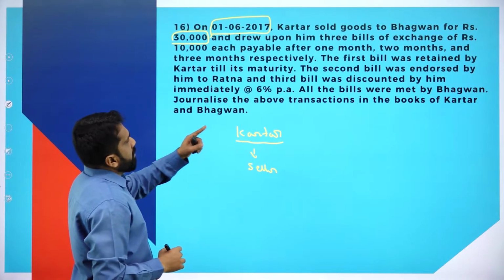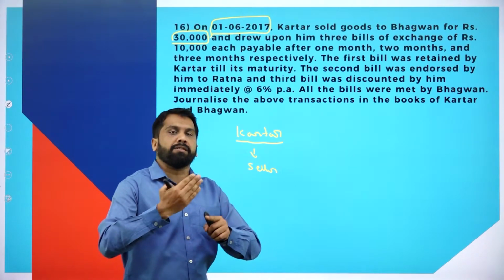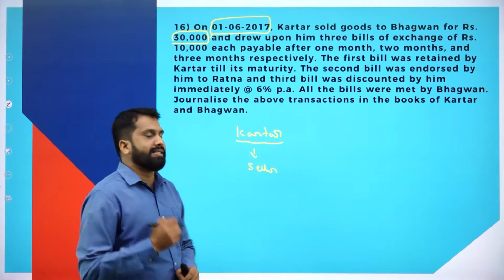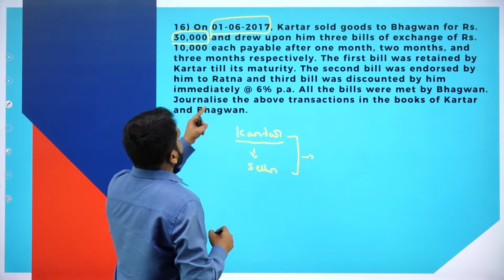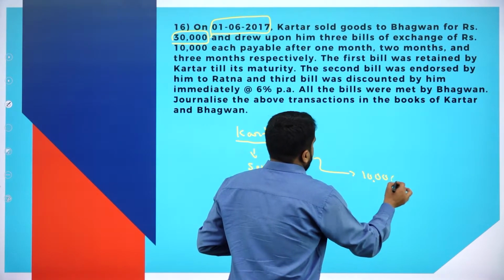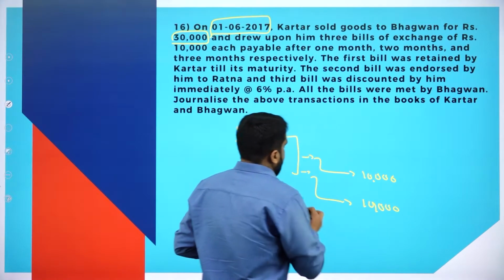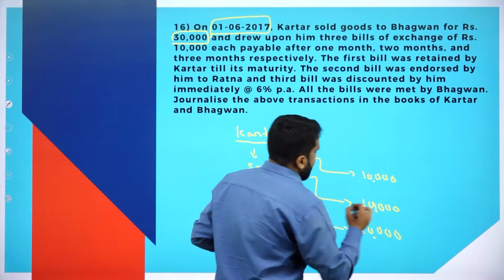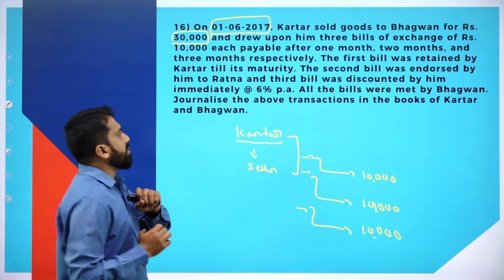Now 3 bills of exchange. See, here we have 3 bills: sale 1, sale 2, sales 3. In total they have done 3 times sale. Each bill is for rupees 10,000. Sale 1, 10,000. Sale 2 again 10,000, and sale 3 again 10,000. Hope you are clear: 1, 2, 3. 3 times they have sent goods.